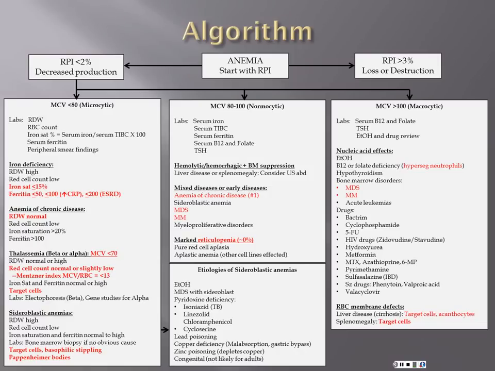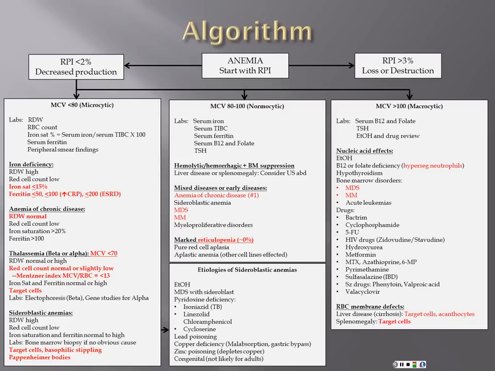All right, so once I know which category I'm in based off the RPI, the next step, if it is decreased and shows a decreased production, is I determine what category you are in. And the easiest way to do that is to look at the MCV of the patient. We can divide our patients into microcytic, normocytic, or macrocytic patients. Why do we do this? We do it because it determines what lab tests we really need.